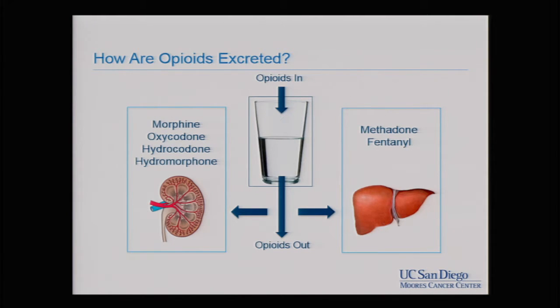In contrast, we do have 2 other medications that are more frequently used in patients who have kidney failure because they're processed and excreted through the liver and the feces. So methadone and fentanyl. They're actually very good drugs, just another tool that we have. But the message here is most pain medicines come out through the urine.